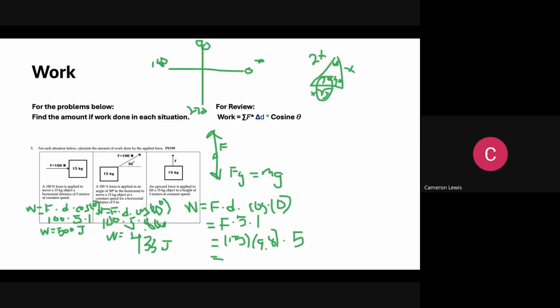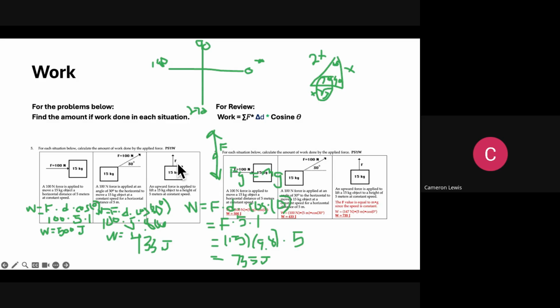So we put that all together. We're at about 735 joules. So $500, $433, $735. All right. So we did okay.